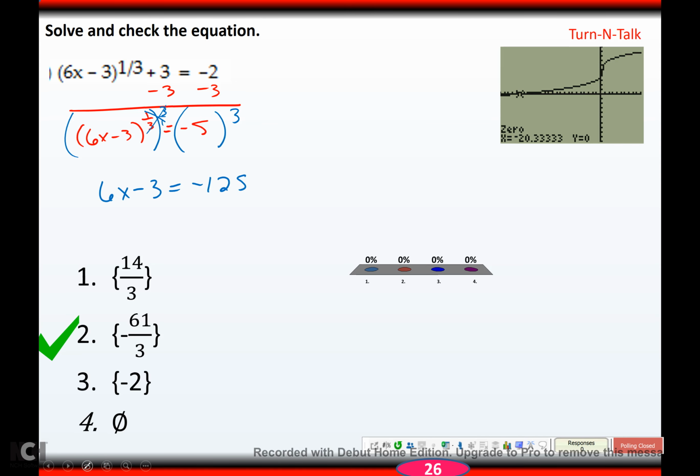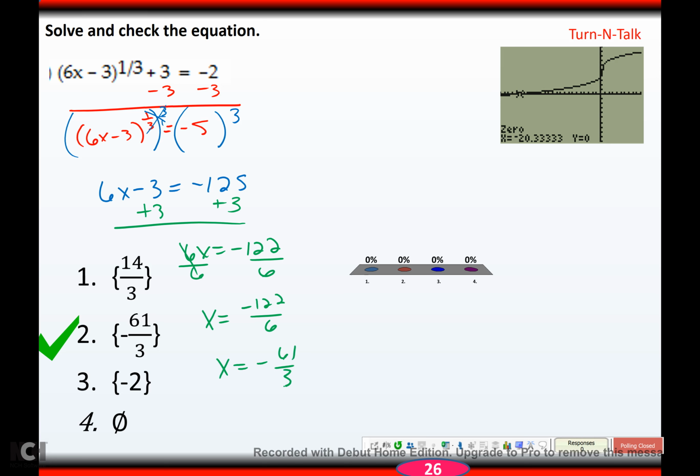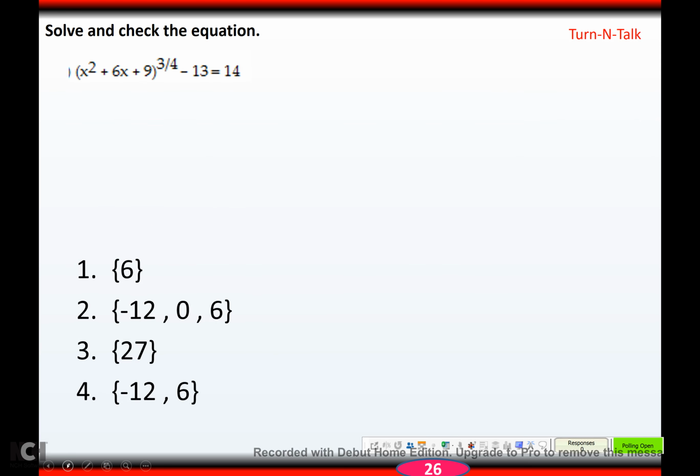It's linear, so all I have to do is get x alone. So add 3, I get 6x equals negative 122. Divide by 6, x equals negative 122 over 6. Reduce it is negative 61/3, which as a decimal is negative 20.3 repeating. Alright, try this one. Come back when you're ready. And you should get negative 12 and 6.